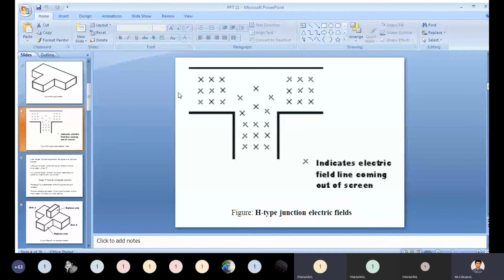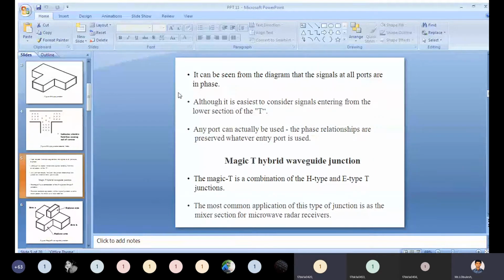So this is the basic information about the H-type waveguide junction. Next is the Magic T bridge waveguide junction, or else you can call it the Magic T hybrid waveguide junction.